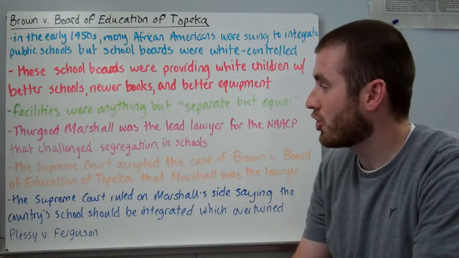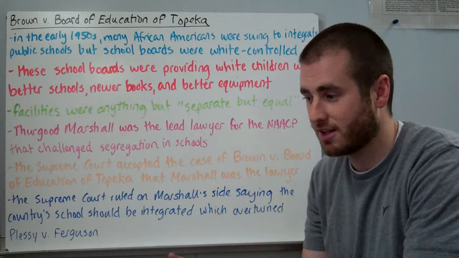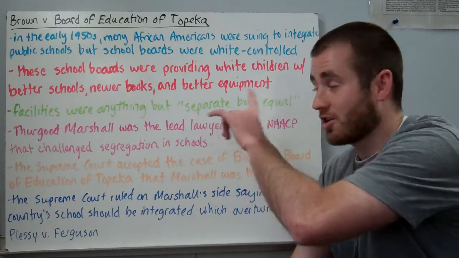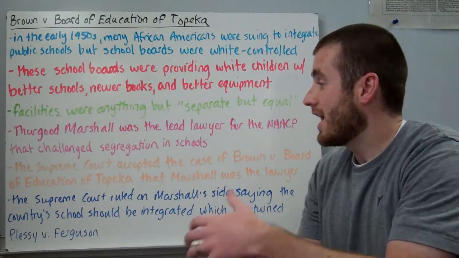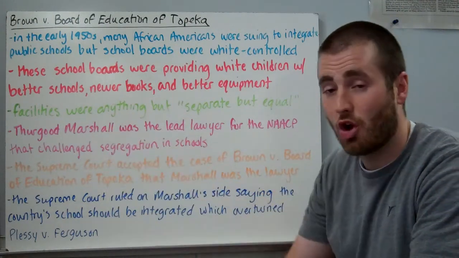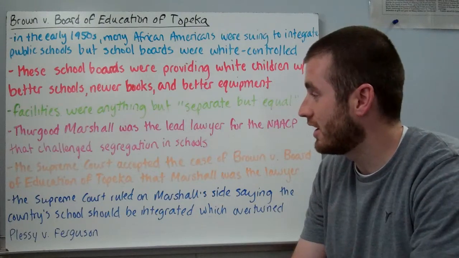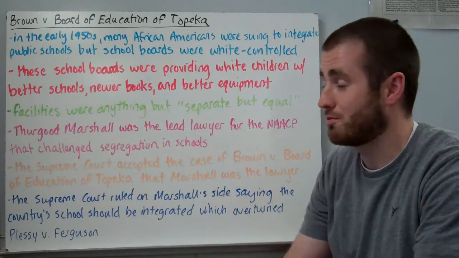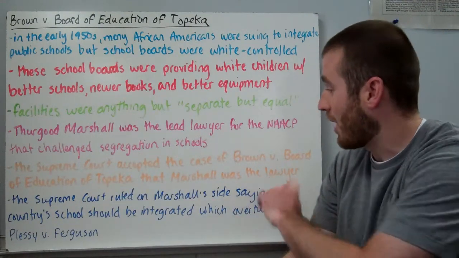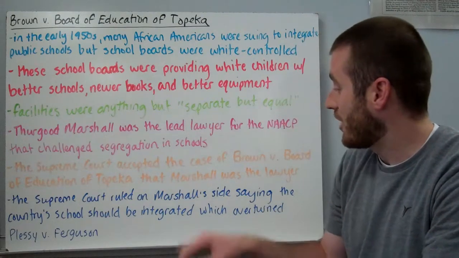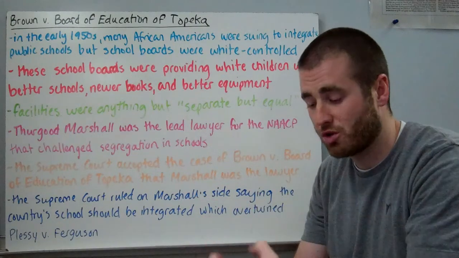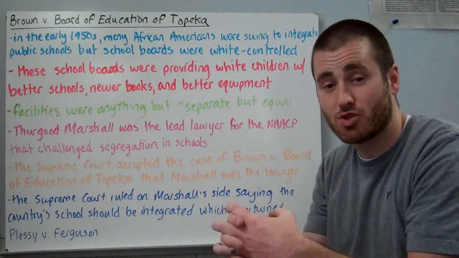So Thurgood Marshall was the lead lawyer for the NAACP that challenged segregation in schools. He met with the NAACP, remember that is an organization fighting for the civil rights of African Americans, and Thurgood Marshall is their lawyer. He is a lawyer for a lot of prestigious cases and eventually sits on the Supreme Court as the first African American to be a justice. The Supreme Court accepted the case of Brown versus Board of Education of Topeka that Marshall was the lawyer for. So you have Thurgood Marshall going to the Supreme Court to hopefully integrate schools and no longer allow schools to be segregated.